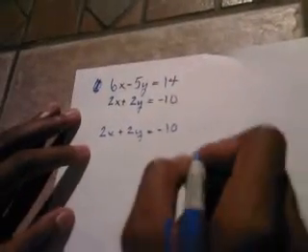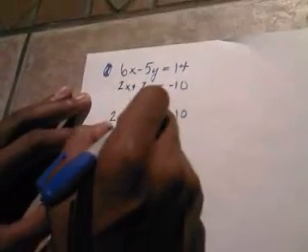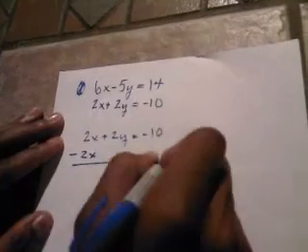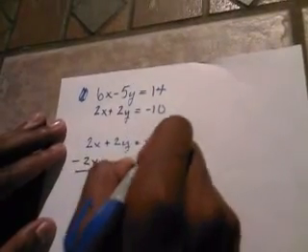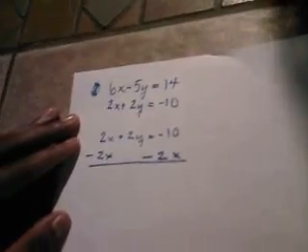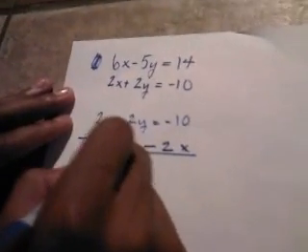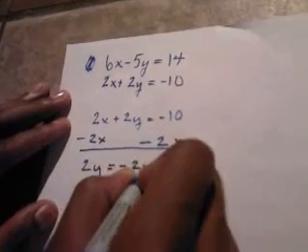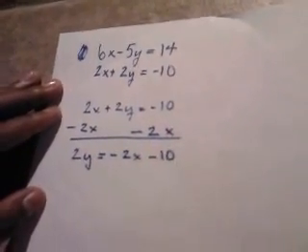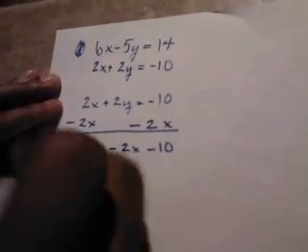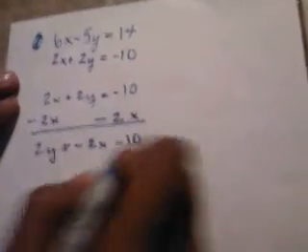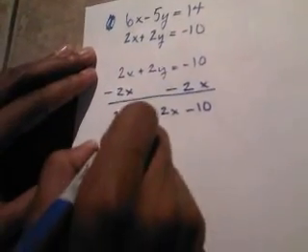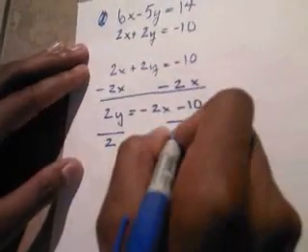Okay, so the first step in solving is to subtract 2x from the side that y is on. So on both sides you have minus 2x. Now it is 2y equals negative 2x minus 10. Next, divide both sides by y's coefficient, which is 2. So divide this side by 2, divide this side by 2.